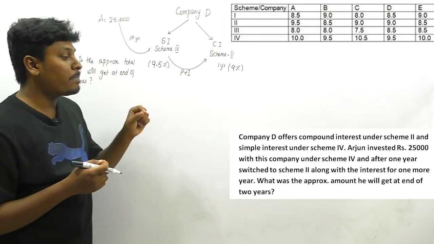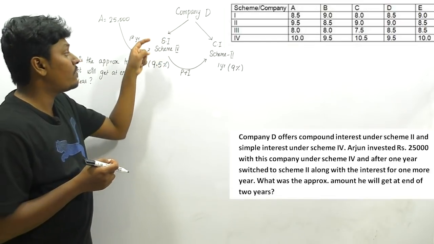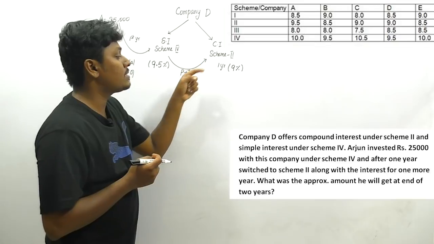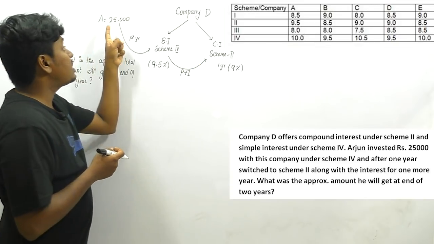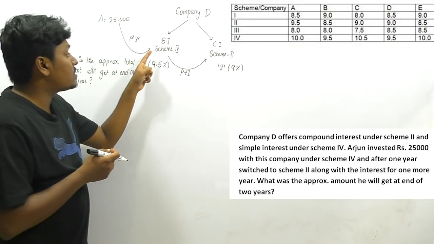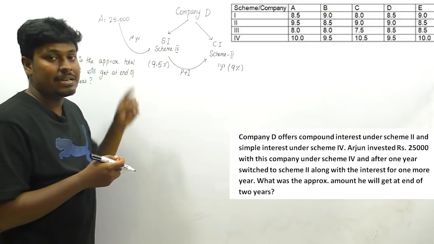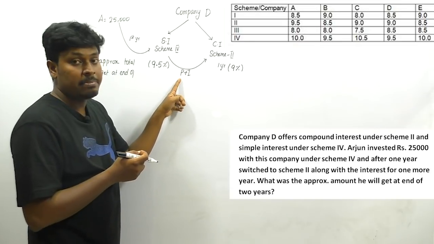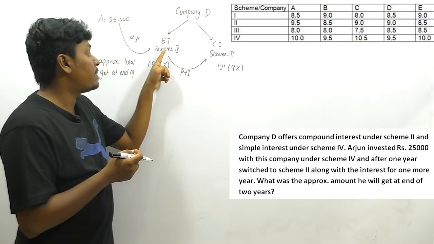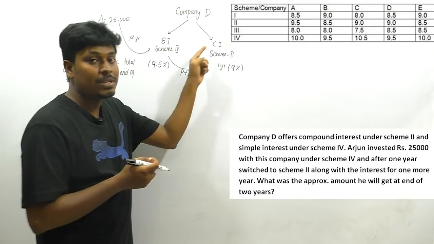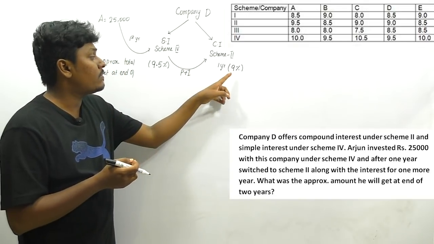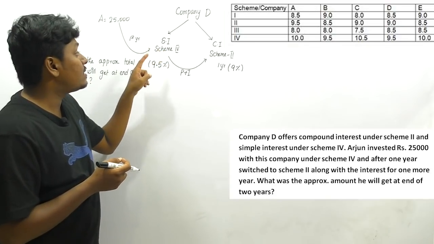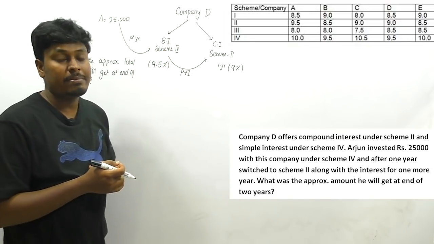See here, friends, company D offers simple interest in scheme number 4 and compound interest in scheme number 2. Person A invests 25,000 in scheme number 4, that is simple interest, for the first year. After 1 year, he invests the principal and also the interest he obtained in the first year in scheme number 2, that is compound interest, right? The rate of interest is 9% in scheme number 2, and in scheme number 4 the rate of interest is 9.5%.